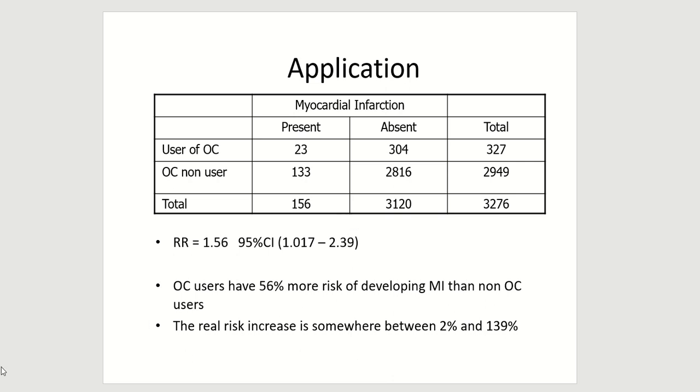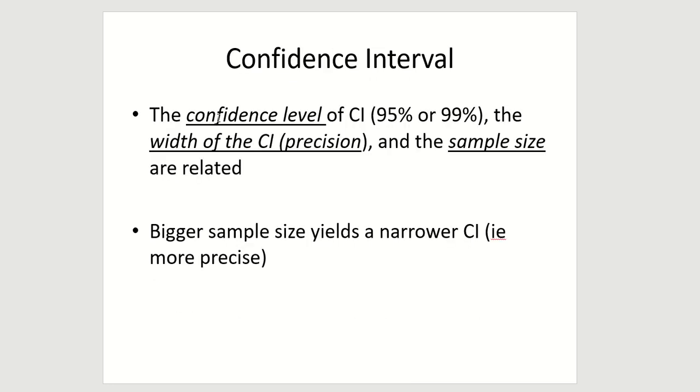Okay, so we calculated the relative risk with the confidence interval and did the interpretation for that. Now the confidence level of the confidence interval, meaning 95%. Until now I was talking only about 95, but in fact there's 99% and there's 90%. The width of the interval, meaning how precise it is, and the sample size are related to one another.